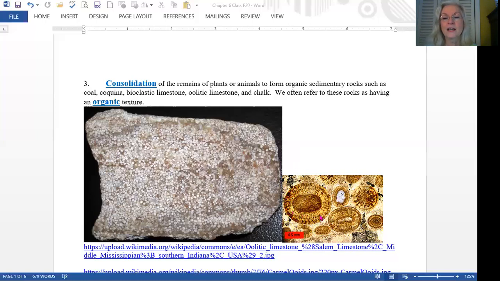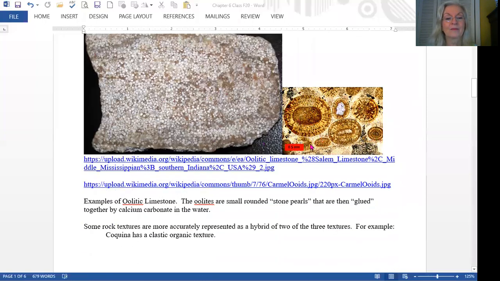You can see in this enlargement, this is a piece of oolitic limestone that's been sliced really thin and then put under a microscope. So you can see the center looks very different from the layers that surround it. So the center is the nucleus, and then these layers round it out. They can come in different colors and different sizes. It really is kind of nifty.